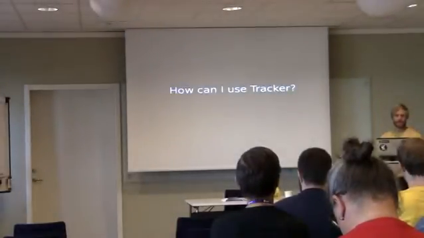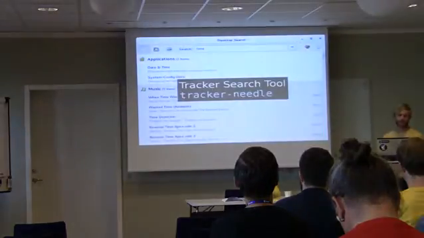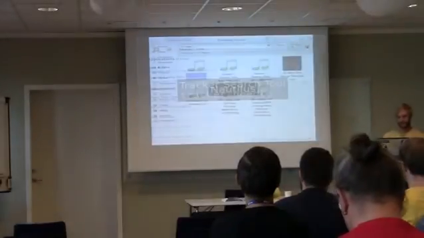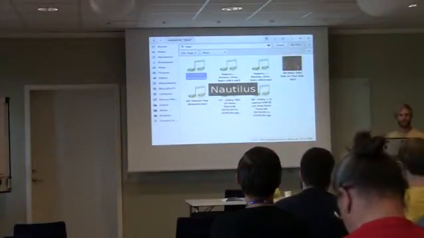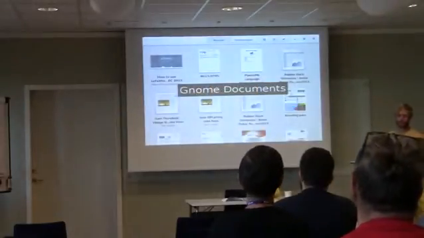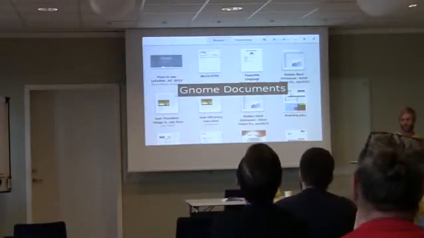So how can you actually use it if you don't want to just search for things on the command line? Well, there's a graphical search tool called Tracker Needle, which looks like this and, it's very simple, lets you search for things in the Tracker database. There's Nautilus, I think now its search function can use Tracker as well. And I think the GTK file chooser is gaining support for it when it's available. There's GNOME Documents, which gives you a view of all the documents in Tracker.